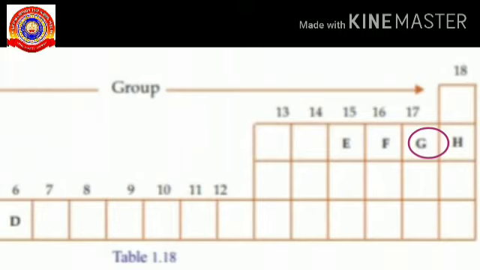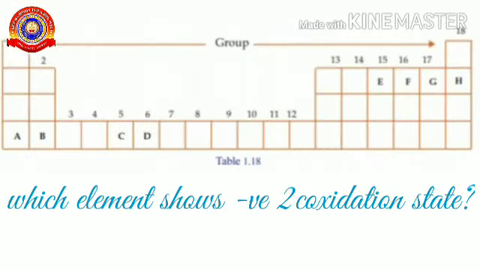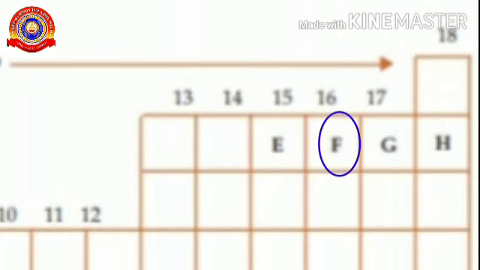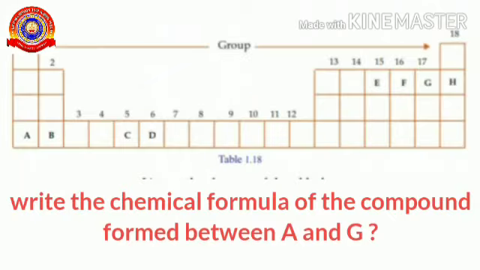Okay. And the next question. Which element shows -2 oxidation state? From this question it is clear: -2 means its oxidation state, so valency 2, that is group 16.